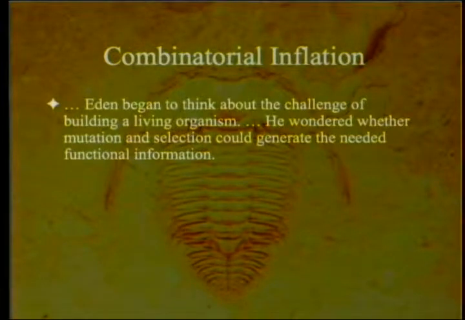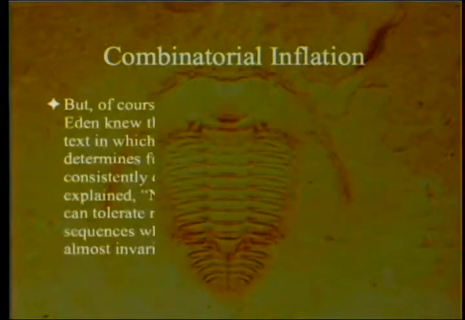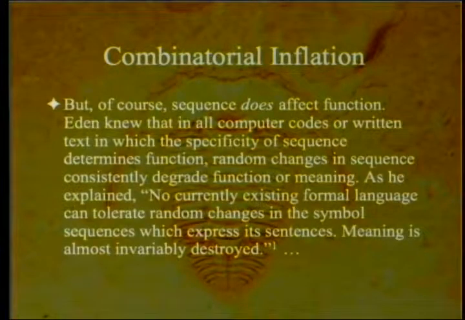Eden began to think about the challenge of building a living organism. He wondered whether mutation and selection could generate the needed functional information. To his way of thinking, specificity was a big part of the problem. Obviously, if DNA contained an improbable sequence of nucleotide bases in which the arrangement of bases does not matter to the function of the molecule, any old string will do, then random mutational changes in the sequence of bases would not have a detrimental effect on the function of the molecule. But, of course, sequence does affect function.